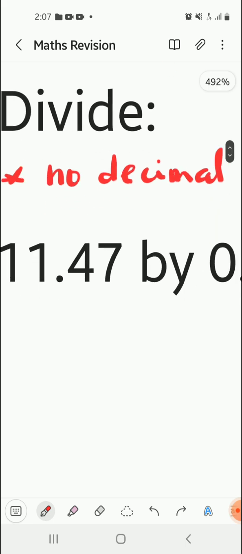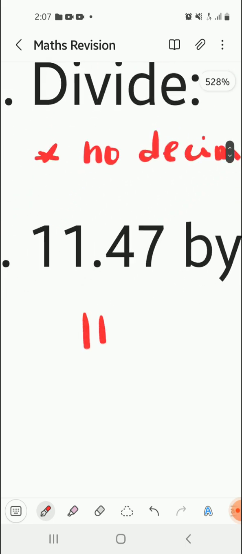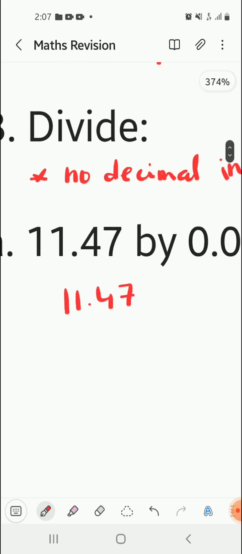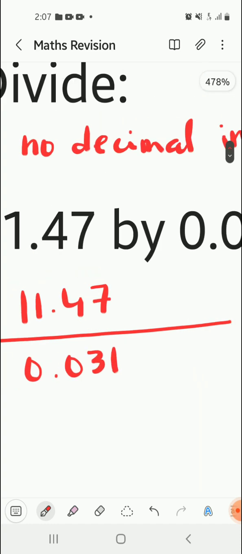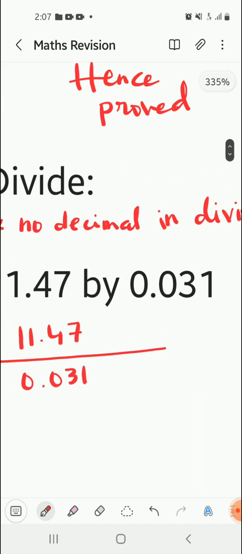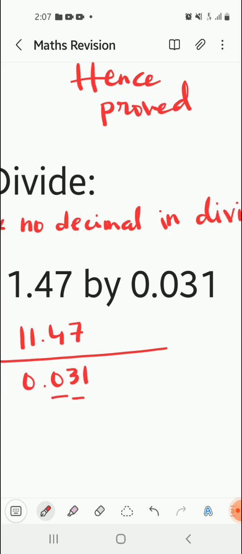Dividing 11.47 by 0.031 means 11.47 divided by 0.031. Now this we have written in a fraction form. Now we have to remove the decimal point from the divisor or the denominator. In that case, you see there are 3 decimal places, 1, 2, 3. So simply multiply the given number with 1000 because there are 3 decimal places, so 1000 because there are 3 zeros in the 1000. So let's do it.